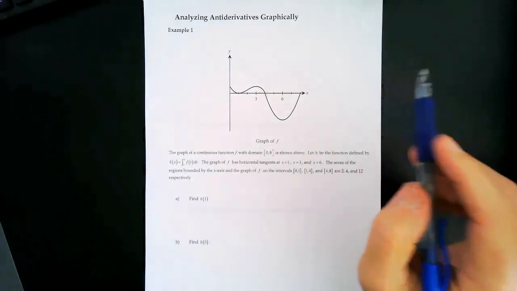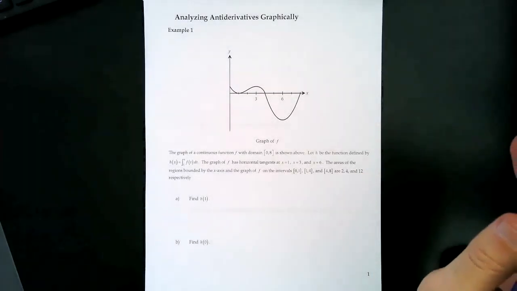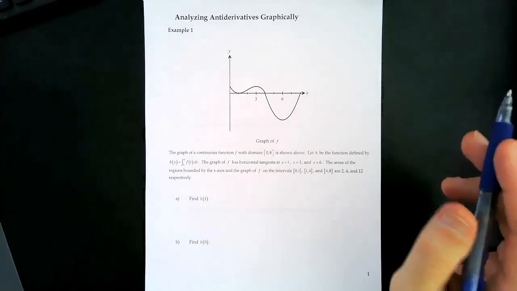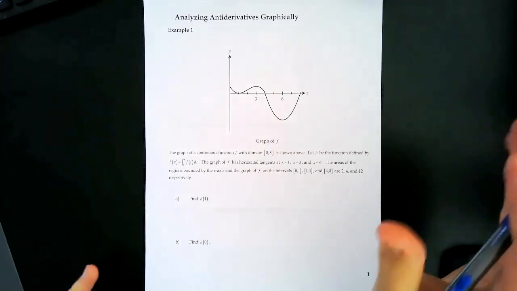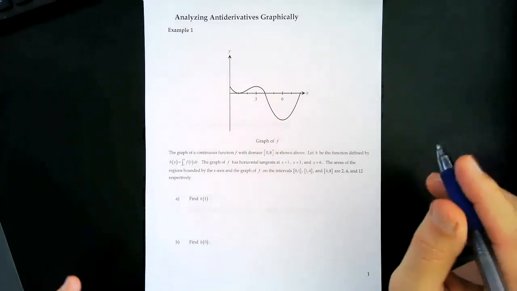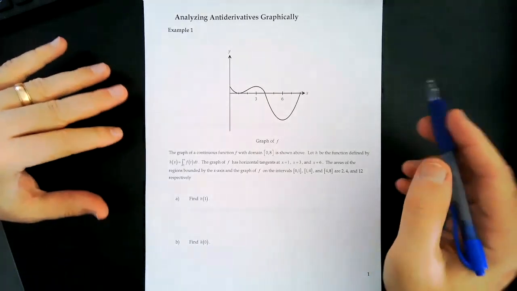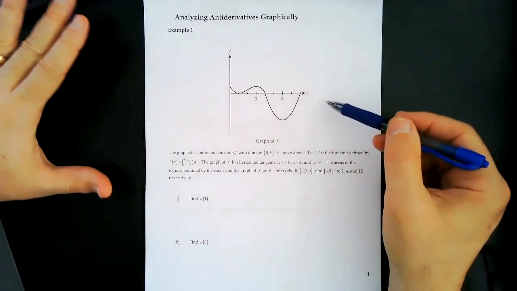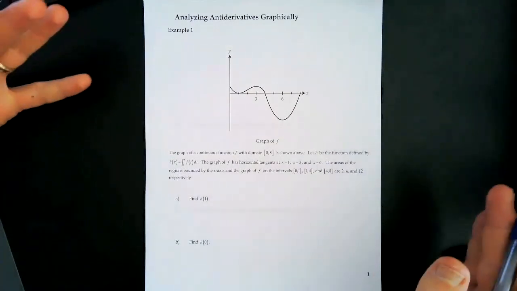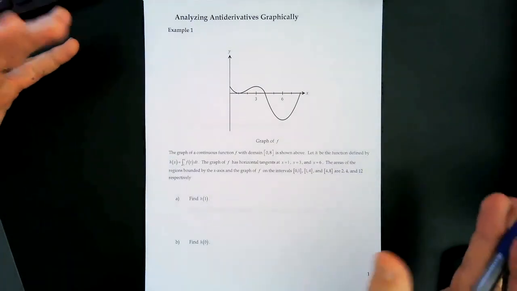Today we're going to be looking at analyzing antiderivatives graphically. So we're going to use the fundamental theorem of calculus to figure some things out. First, here's this graph. This is the graph of f, okay? And so we have to go through and read and understand what all of this is telling us.